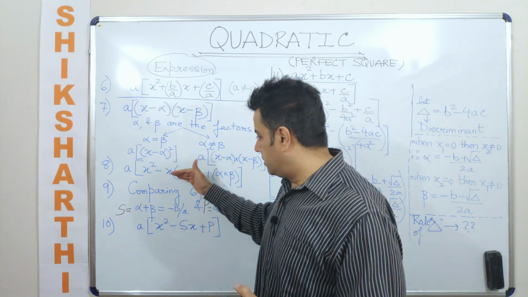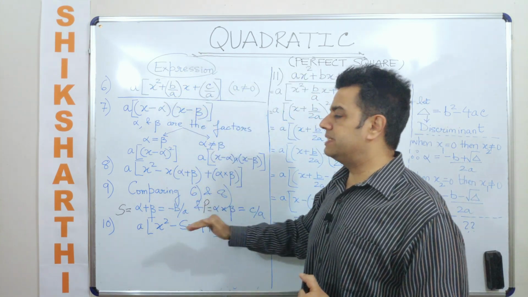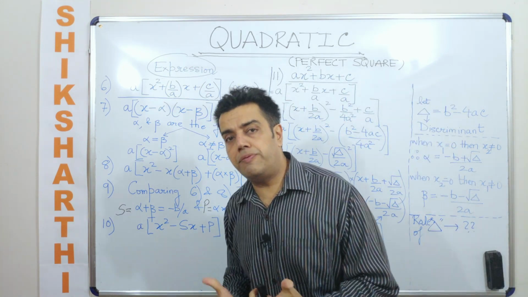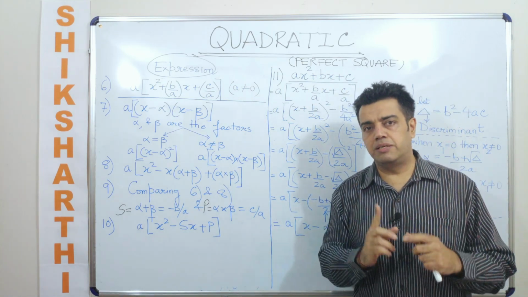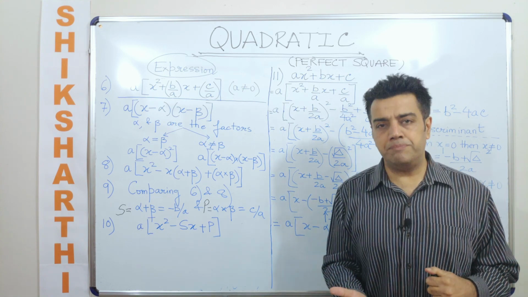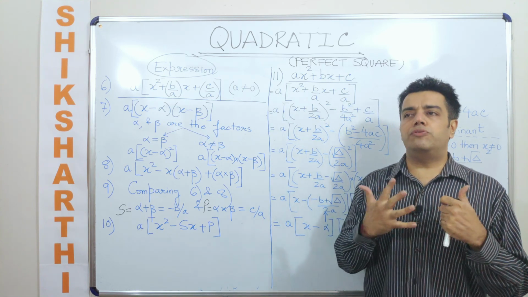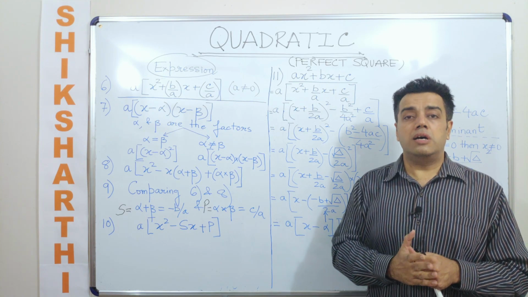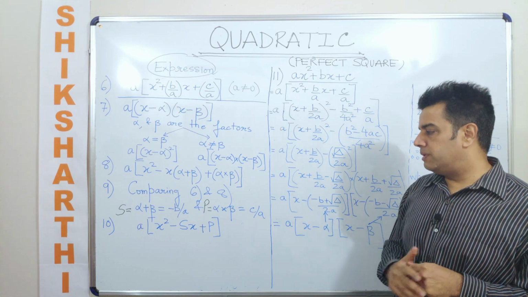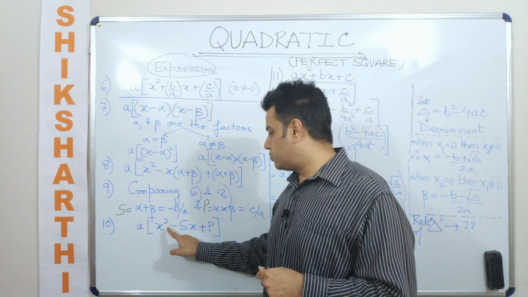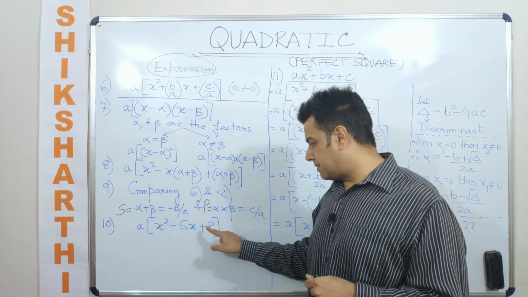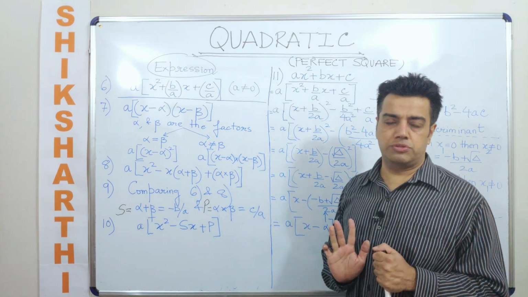Taking it forward, if I combine everything that I have discussed till now, I'll be able to say, if I know the factors, please mark the words being spoken. If I know the factors, naturally I can find out their sum. If I'm able to find out their sum, can I write down a quadratic expression? Yes, I can write it down. And the quadratic expression will be written as a times of x square minus s, where s signifies the sum of the roots, times of x plus p, where p is the product of the roots.